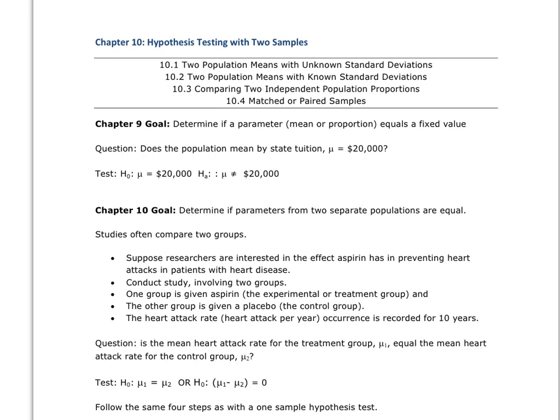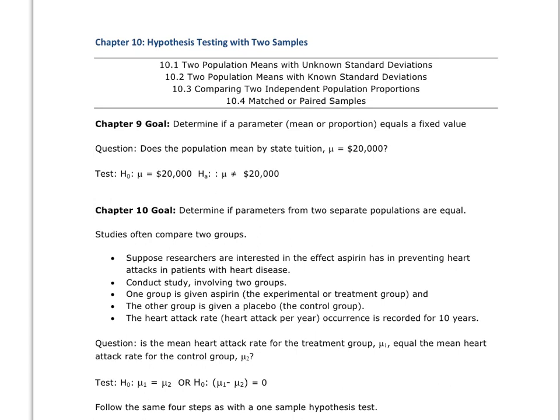So to answer that question and do that hypothesis test, we had one population, the population of states, and we had collected the data of mean private university tuition, and that made up our sample.